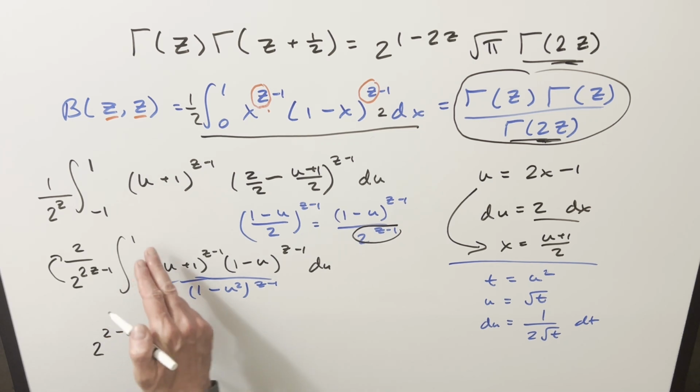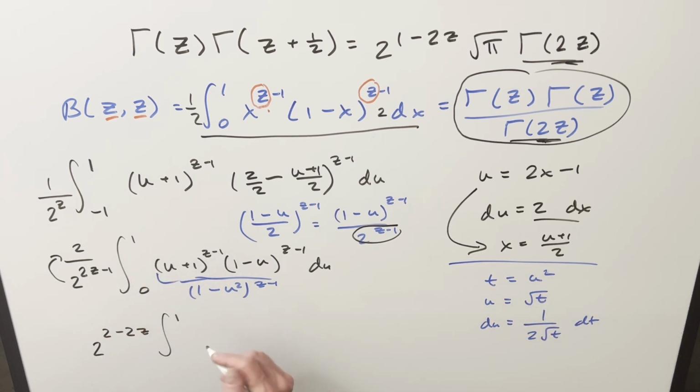Then first, updating our bounds. You square 1, you get 1. You square 0, you get 0. We've cleaned up this u squared to a t now. And then for our du, I'll just leave it like this right now, 1 over 2 square root of t dt.